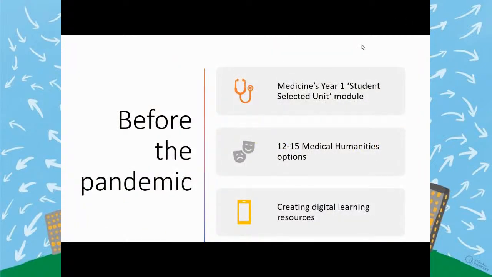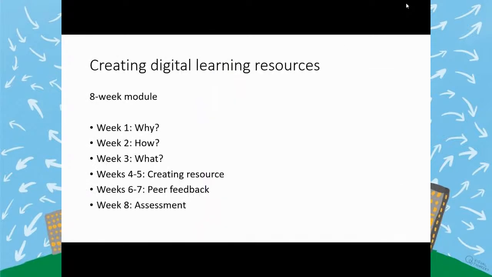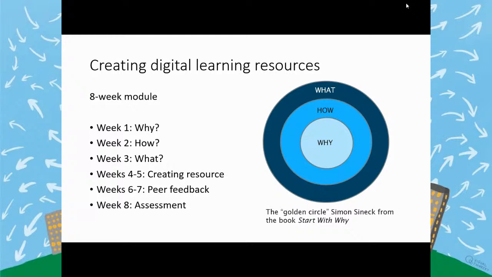So the module I'm going to talk about is a first-year medicine student-selected unit module, and it offers a selection of medical humanities options that students can choose from. So they can make a film, they can draw, they can do theatre, they can do music, and our option is creating digital learning resources. My colleague Bobby and I had run that in person for a couple of years, so this was our first year of doing it online. It's an 8-week module. In the first 3 weeks, we ask students to work through the why and the how and the what of their resource. Then they go away and do some independent work creating that resource. They bring back their draft resource and get their peers to review it and make some adjustments.